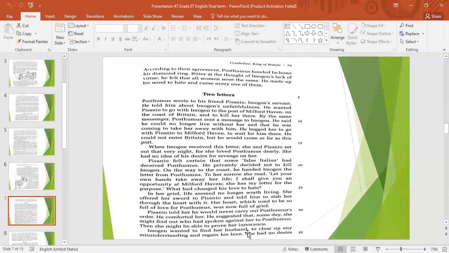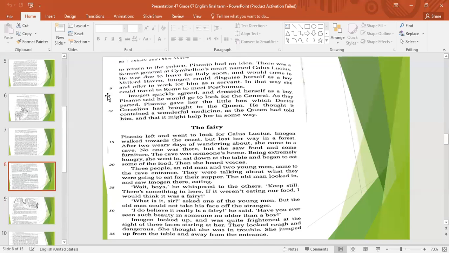Imogen wanted to find her husband, to clear up any misunderstanding and regain his love. She had no desire to return to the palace. Pisanio had an idea. There was a Roman general at Cymbeline's court named Caius Lucius. He was due to leave for Italy soon and would come to Milford Haven. Imogen could disguise herself as a boy and offer to work for him as a servant. In that way, she could travel to Rome to meet Postumus.